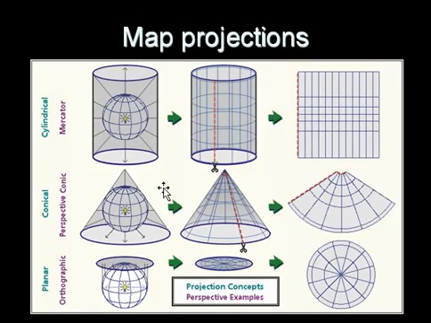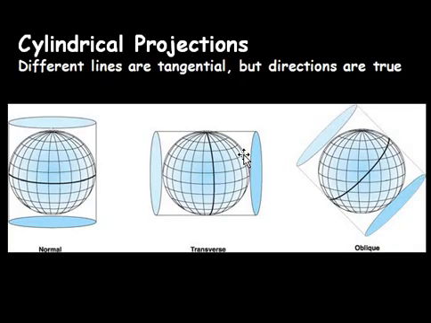These are a few projections of planar, conical and cylindrical surfaces where they are converted to map projections. These are cylindrical projections, and here different lines are tangential but directions are true in the case of normal, transverse and oblique.